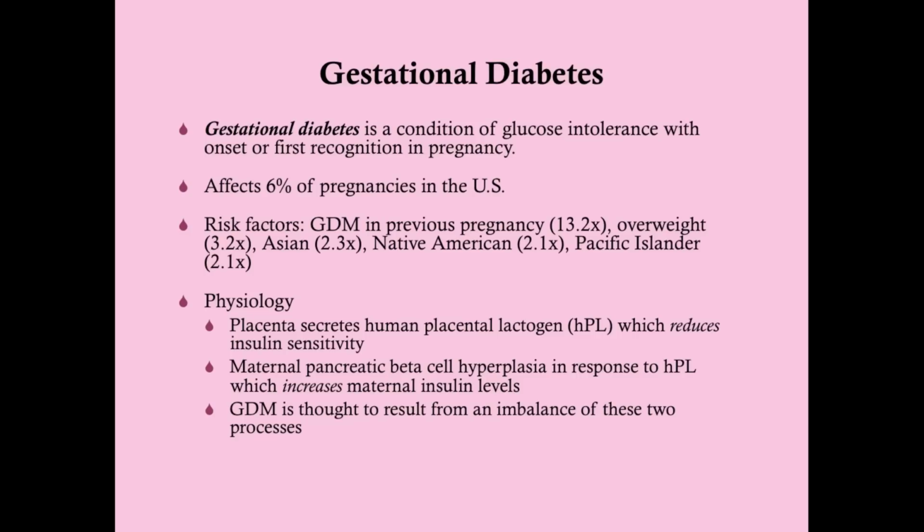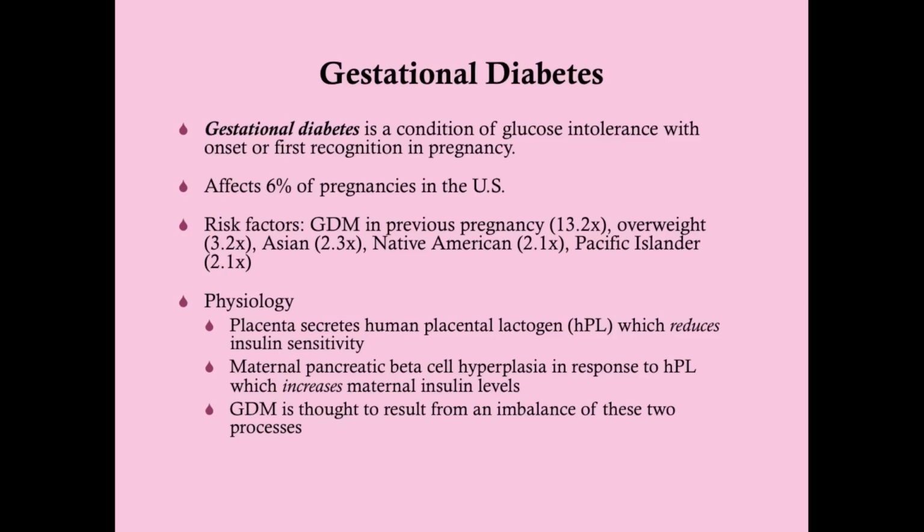So the first recognition of the diabetes occurs in pregnancy, and then it goes away after the pregnancy is over. And this affects about 6% of pregnancies in the United States. Different sources will say different percentages, but 6% is what we believe is the prevalence of gestational diabetes. The problem is a lot of women don't get good prenatal care, and so it may not get diagnosed. And so this number may be a little bit lower than the actual incidence, but this is the estimate that we've come up with. What are the risk factors for gestational diabetes?